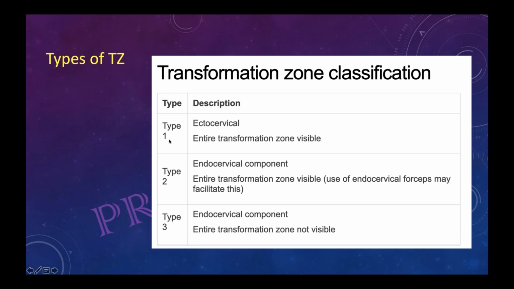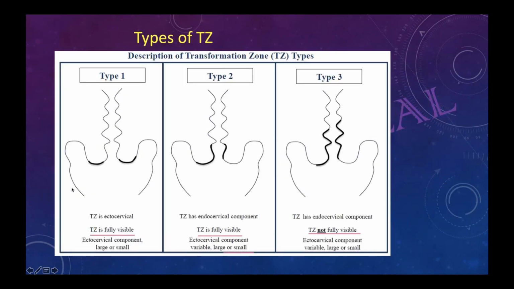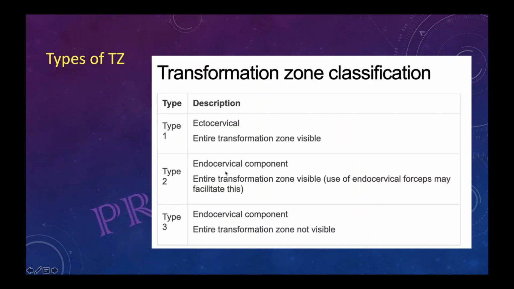So type 1, where the entire transformation zone we can see with our eyes. So it is wholly visible. Now see, this is the type 1 transformation zone. This is the old one, and this is the new one, and we are able to see all of it. So this is fully visible.